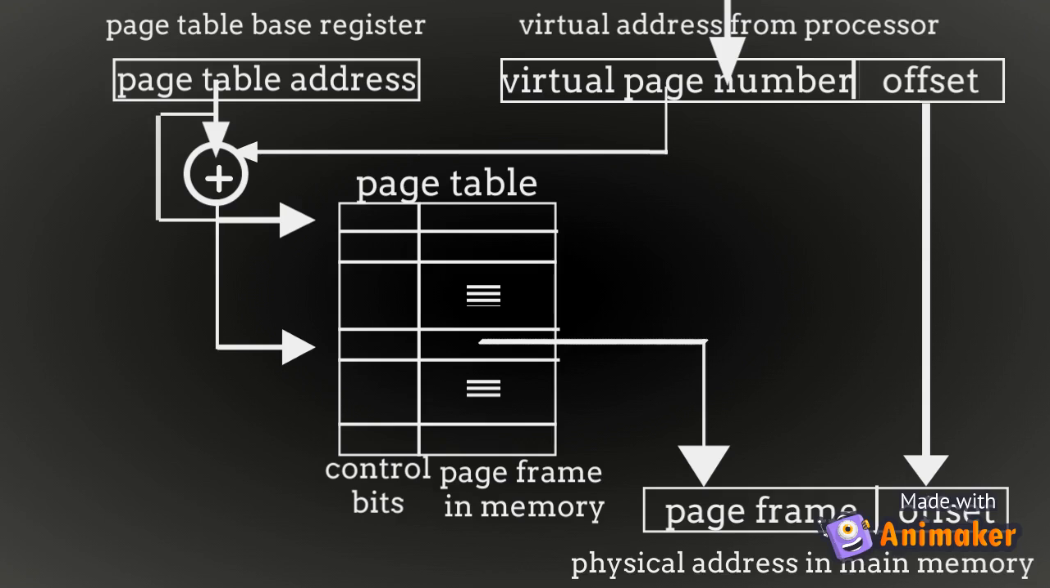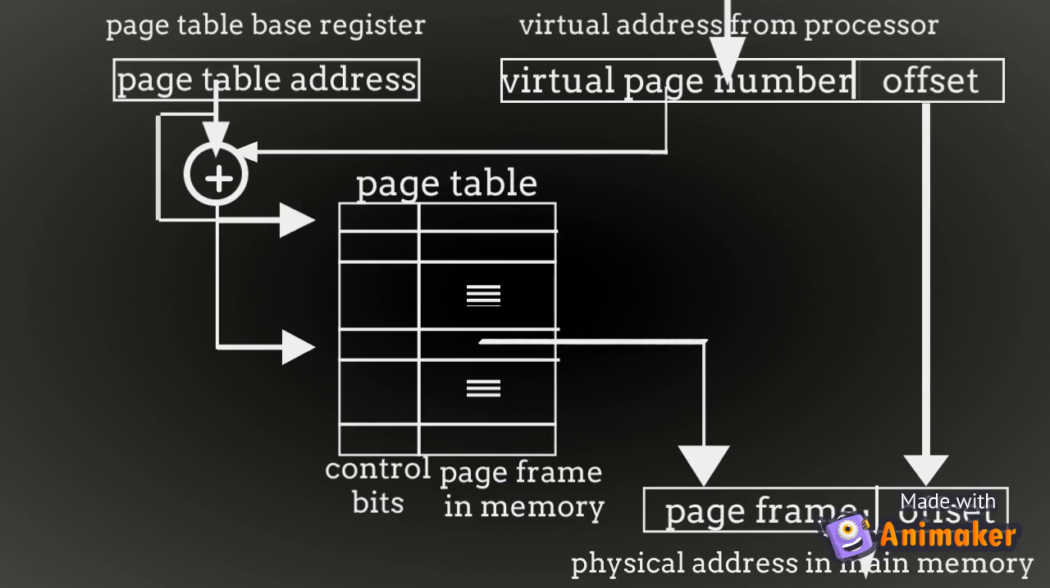Virtual page number generated by the processor is added to the contents of the page table base register. This provides the address of the corresponding entry in the page table. The contents of this location in the page table give the starting address of the page if the page is currently in the main memory. Page table entry for a page also includes some control bits which describe the status of the page while it is in the main memory.